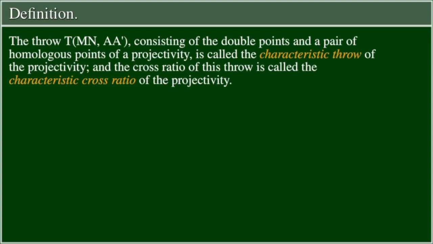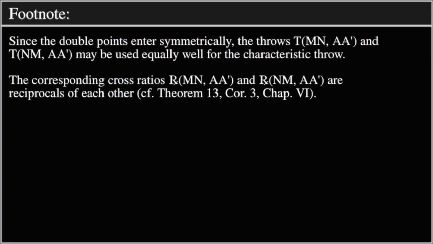Definition. The throw T of MN, AA', consisting of the double points and a pair of homologous points of a projectivity, is called the characteristic throw of the projectivity, and the cross ratio of this throw is called the characteristic cross ratio of the projectivity. Footnote: since the double points enter symmetrically, the throws T of MN, AA' and T of NM, AA' may be used equally well for the characteristic throw. The corresponding cross ratios R of MN, AA' and R of NM, AA' are reciprocals of each other, by Theorem 13, Corollary 3, Chapter 6.